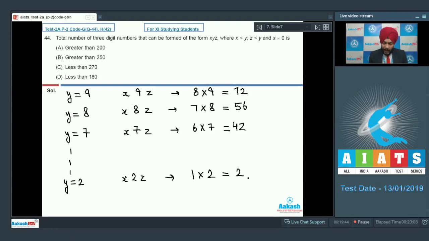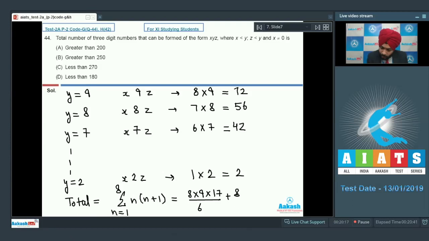So basically, if we add all the total value of the possible three-digit numbers under these conditions, it will be a series sigma n into n plus 1 from n equal to 1 to 8. So this value will be sigma n square plus sigma n. Sigma n square will be 8 into 9 into 17 divided by 6, plus this will be 8 into 9 divided by 2. So that is equal to 240. Okay. 240 is the final answer.